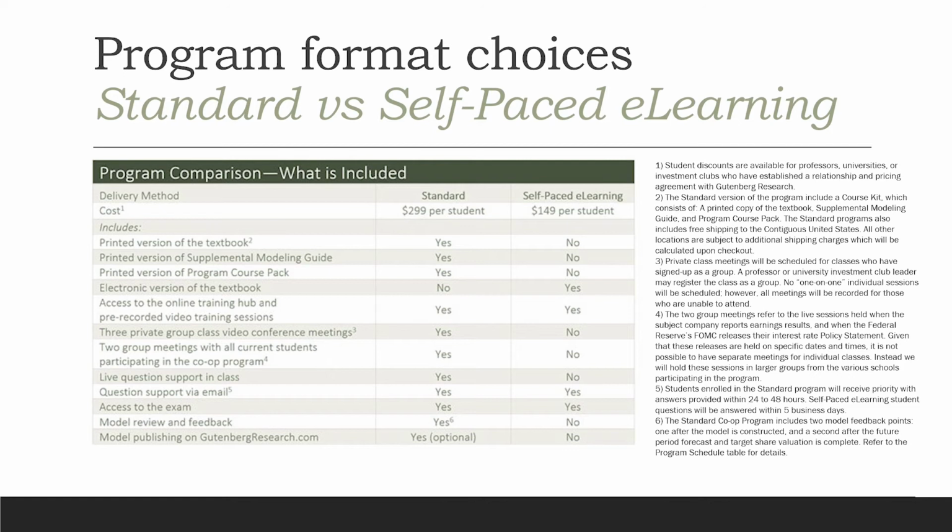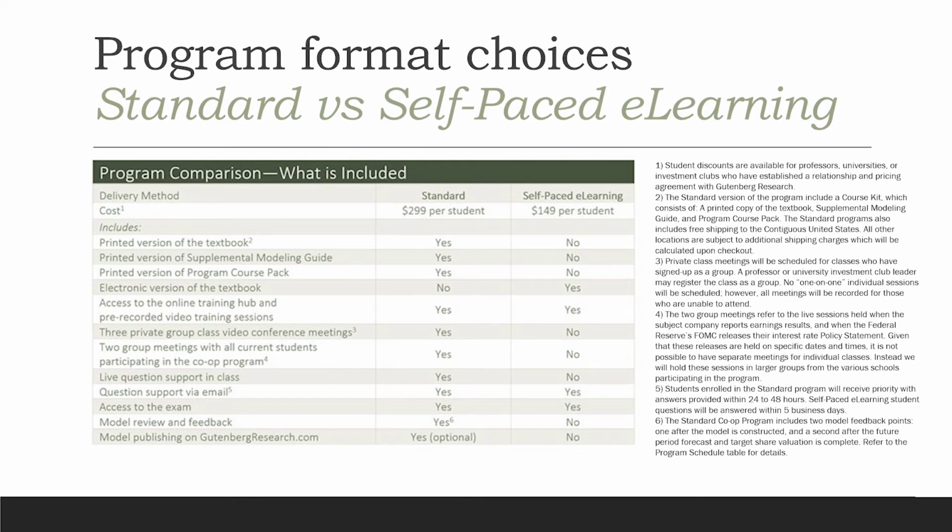And you can see here on this slide, these are the two programs side by side, and you can see what comes with each of these. So you have the printed version of the textbook comes with the standard version, not the self-paced. Same thing with the supplemental modeling guide and the program course book. You'll get printed versions if you take the standard. You'll get e-versions only if you're taking the self-paced e-learning version of the program. Access to the online training hub and pre-recorded videos, that will come with both versions of the program.